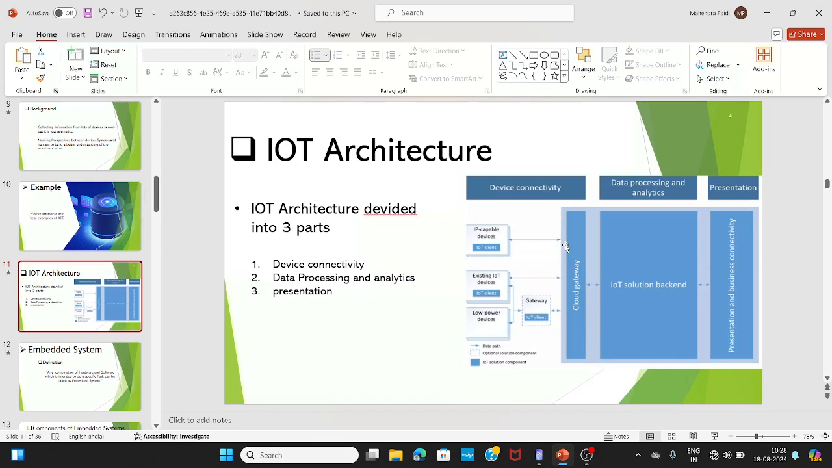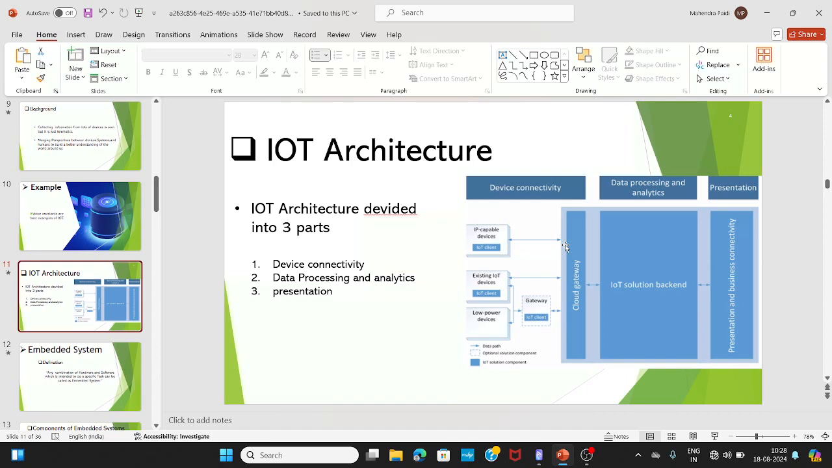And next one is data processing and analytics. Data processing transforms raw data into something usable. It involves a series of actions and steps that turn data into insights, knowledge, or information that can be used for decision making, analysis, or other purposes.